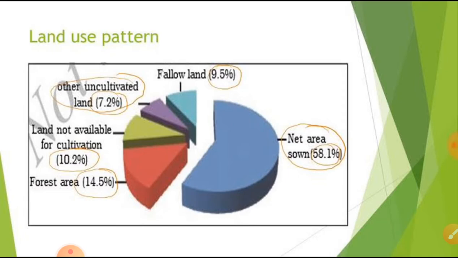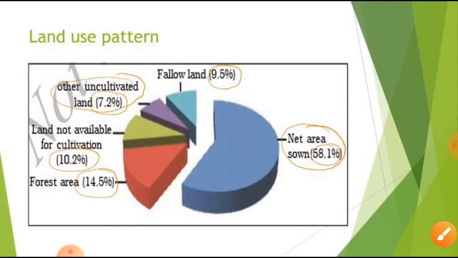After that, land not available for cultivation, how much? 10.2%. Next, other uncultivated land, 7.2%, and last one, fallow land, 9.5% fallow land can be seen in Karnataka.